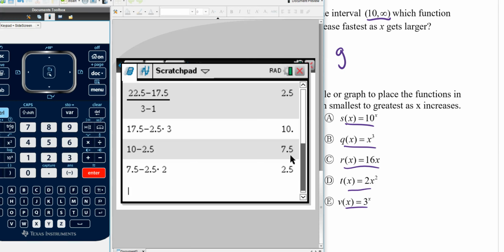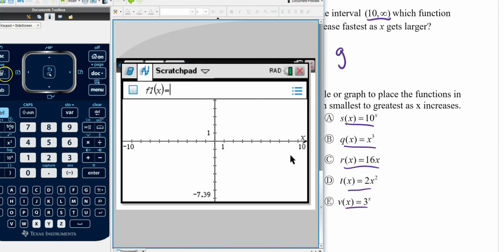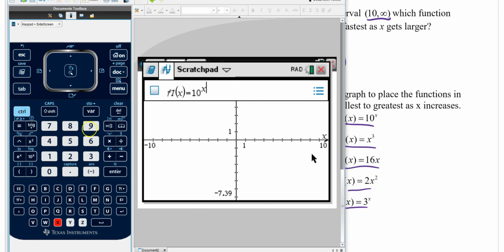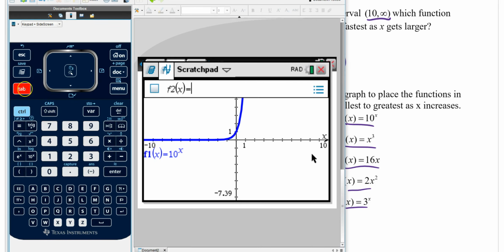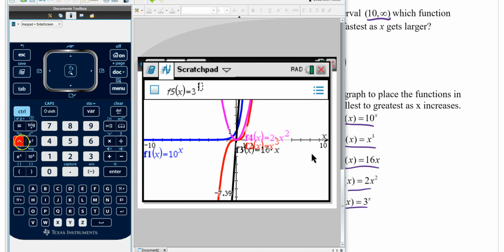And let's go ahead and do that actually. So I'm going to go to my graph, and I'm going to enter 10 to the x, x cubed, my next one is 16x, my next one is 2x squared, and 3 to the x.